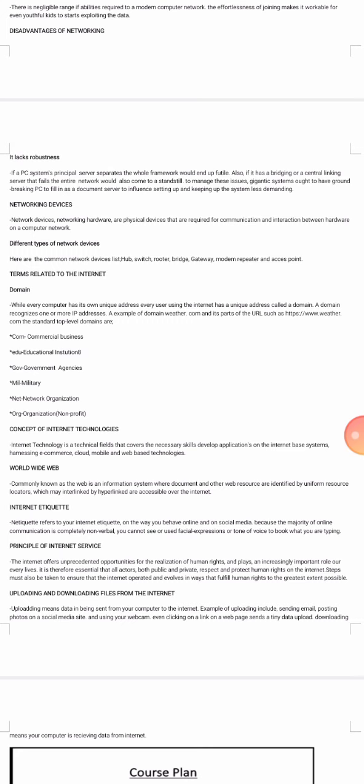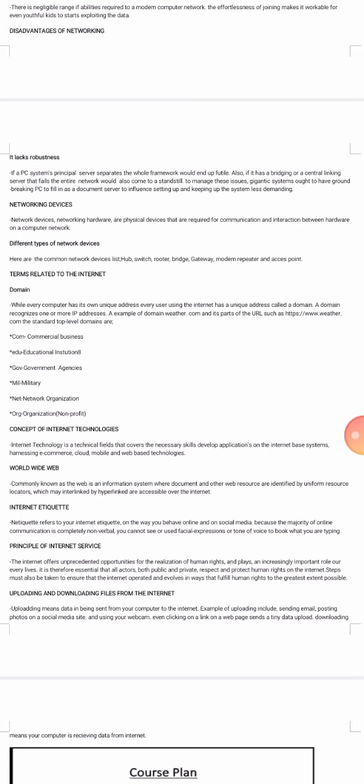Principle of Internet service. The Internet offers unprecedented opportunities for the realization of human rights and plays an increasingly important role in our everyday lives. It is therefore essential for all actors, both public and private, to respect and protect human rights on the Internet. Steps must also be taken to ensure that the Internet operates and evolves in ways that fulfill human rights to the greatest extent possible.